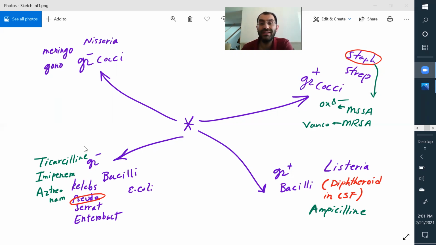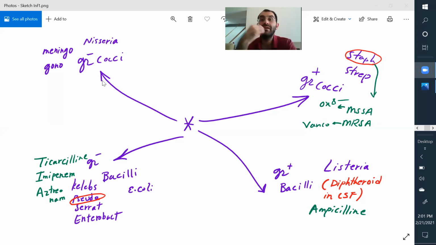Now, we are coming to the other side. Gram-negative cocci, gram-negative diplococcus, because they are usually 2 by 2 together. Gram-negative diplococcus are Neisseria family, meningococcus and gonococcus. Meningo and gono, right? Meningitis and gonorrhea. What do we give them?